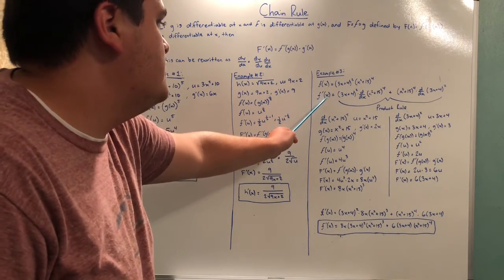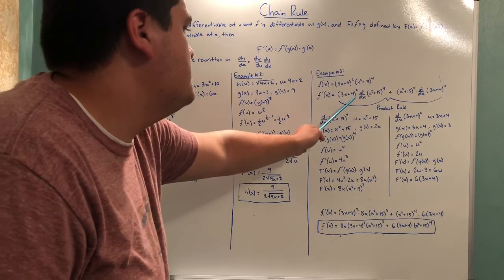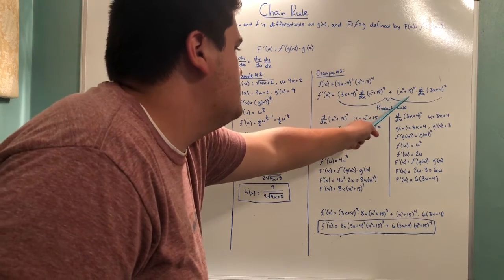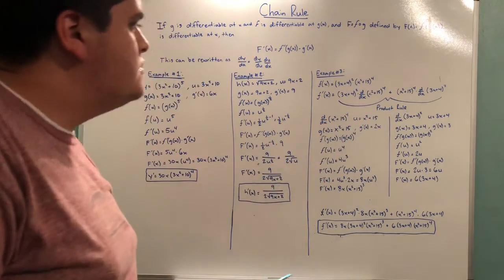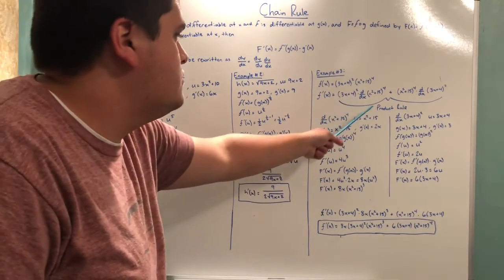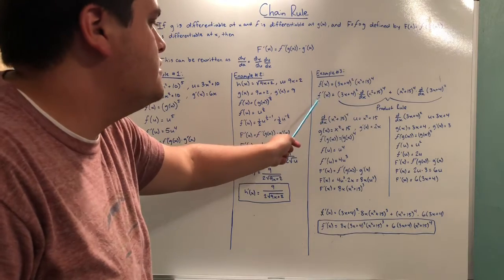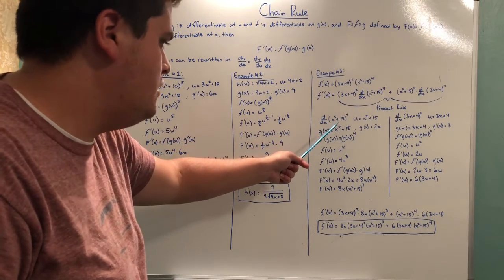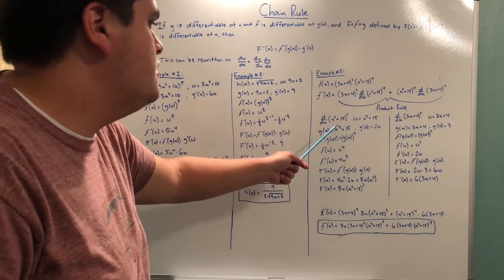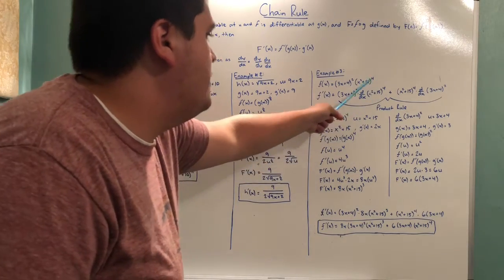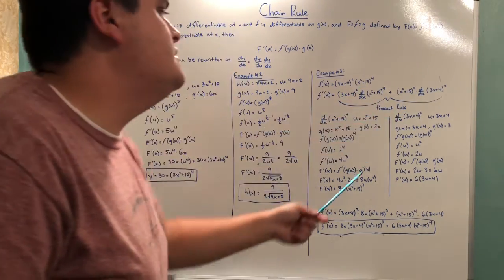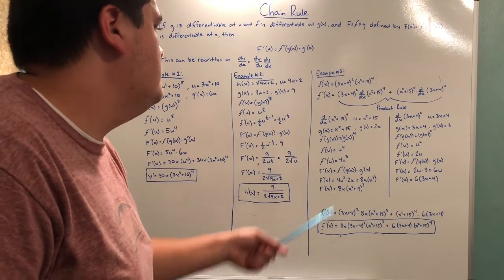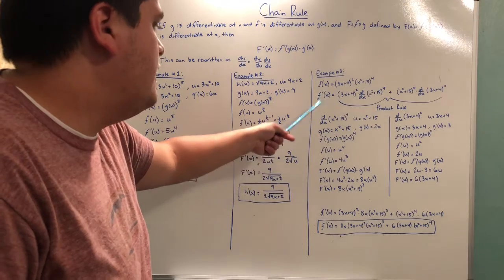So f prime of x is equal to the first function times the derivative of the second function plus the second function times the derivative of the first function. So we see here the product rule must be used to evaluate this derivative. However, within this product rule, we still need to use the chain rule. So we need to evaluate this derivative and this derivative separately before finding our final derivative of f of x.